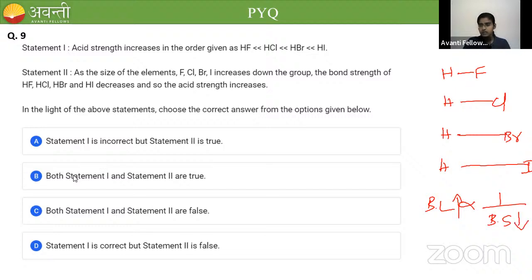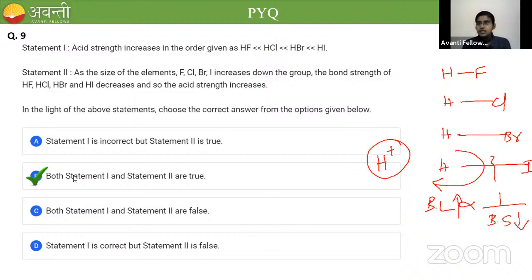So HI has a very, very weak bond. Bond strength is very less for HI, so we can easily break this HI bond. And if this bond gets broken easily, the hydrogen can come out easily. So the compounds which give out this H plus ion so easily are called acids, and that's why HI is a strong acid. So statement 1 and statement 2 are both correct. So option B is the correct answer for this.